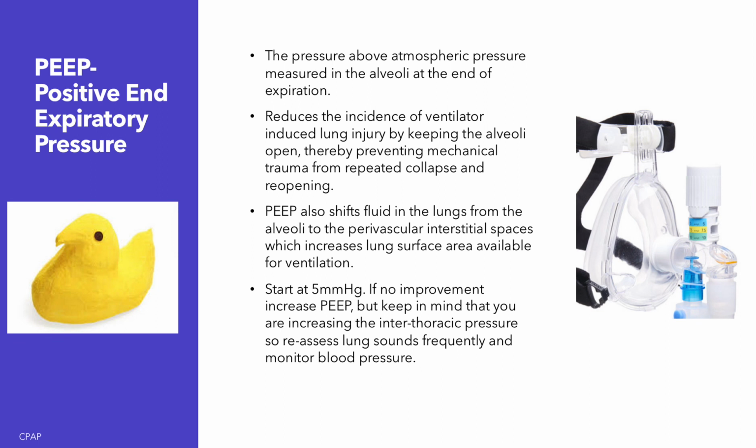PEEP shifts the fluid in the lungs from the alveoli to the perivascular interstitial spaces, which increases lung surface area available for ventilation. Start at 5 millimeters of mercury. It should come out of the bag that way. If you don't see any improvement, you can increase the PEEP to 7.5 or 10, but keep in mind that you are increasing the intrathoracic pressure, so reassess lung sounds frequently and monitor blood pressure.